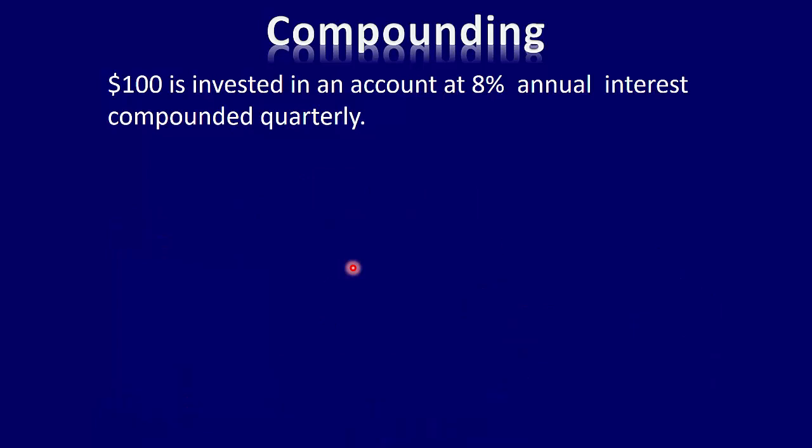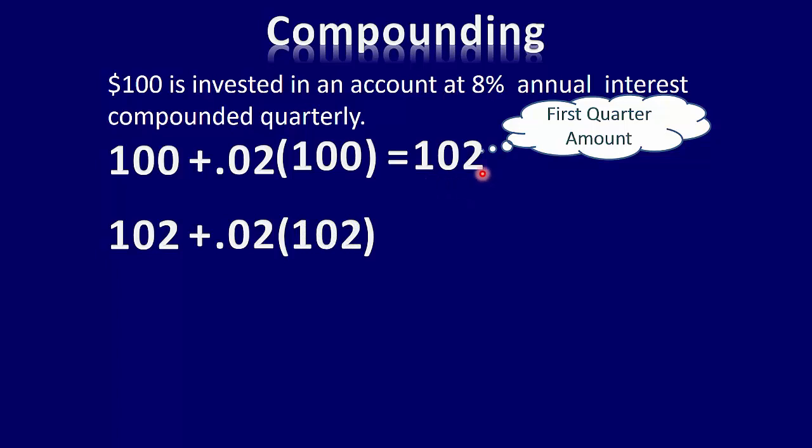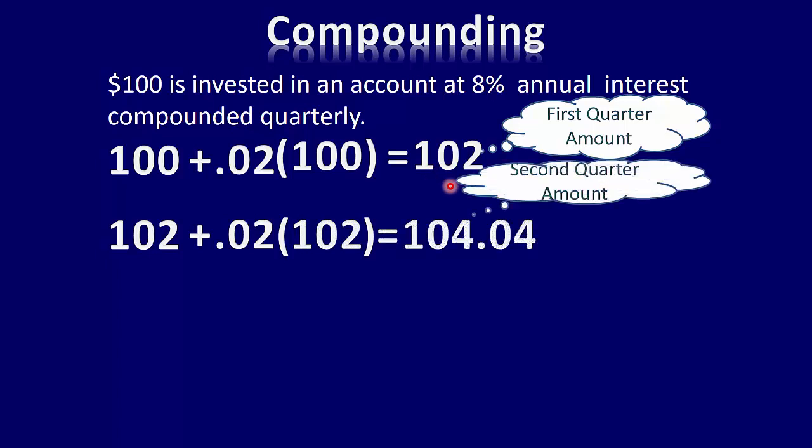Okay, so let's see how that would look. We have $100. This is the first quarter right here. We take that $100, add 2% of it, and we get $102. That's the first quarter. Now, let's look at the second quarter. Now we have $102, and I'm going to calculate 2% of that, and now we get $104.04. This is the second quarter.